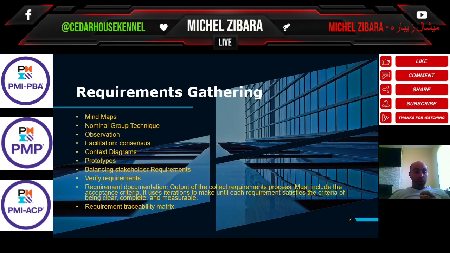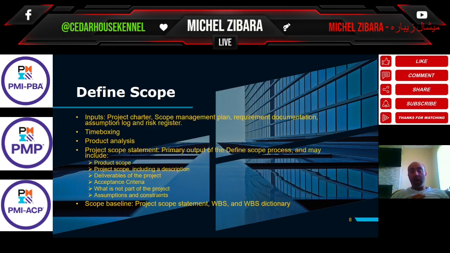As part of the defined scope, so we've discussed the requirement gathering. Now, after we elicit, analyze, and document the requirements in the requirement documents and the requirement traceability matrix, we want to start defining the scope. We have a clear idea, we have solid and robust information about the requirements, and here we start the define scope process in the scope management plan. So the inputs of defining scope are the project charter, as we said, the same as the requirements gathering process, the scope management plan, of course the requirement documentation, the assumption log, and the risk register.